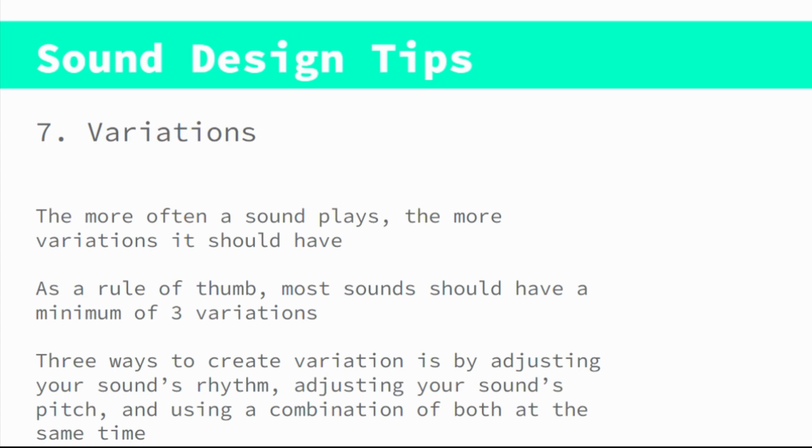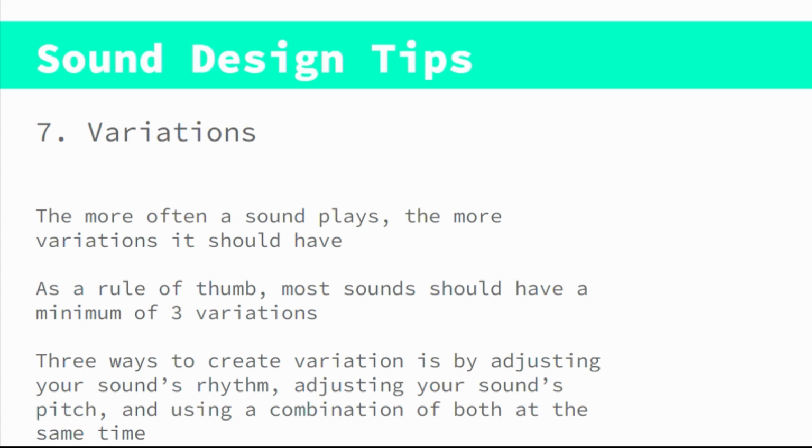Now, the last thing we're going to talk about when designing sounds for games is variations. Variations are essential for video game sound design. The more often a sound is heard, the more variations you should have. My general rule of thumb is that nearly every sound should have a minimum of 3 variations. There are plenty of ways to make variations, but here are some basic ideas.